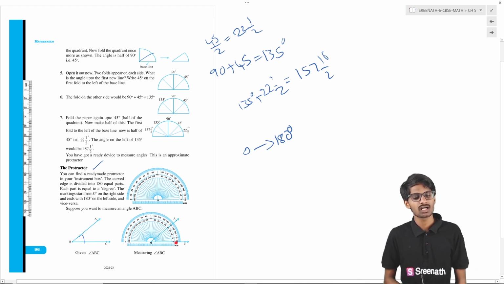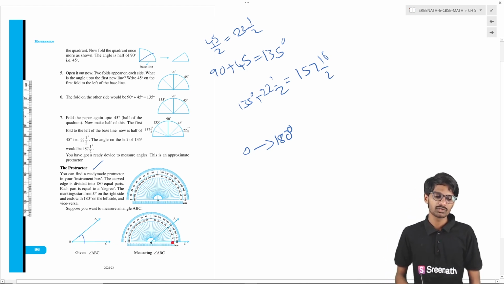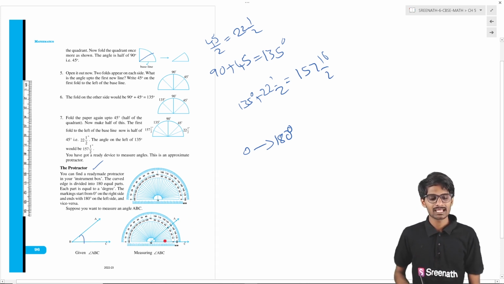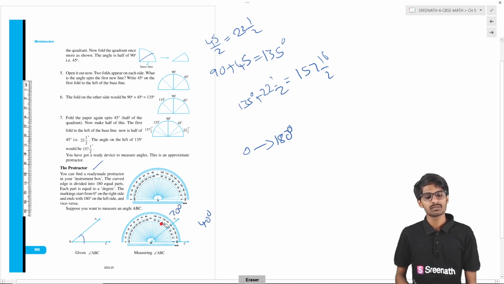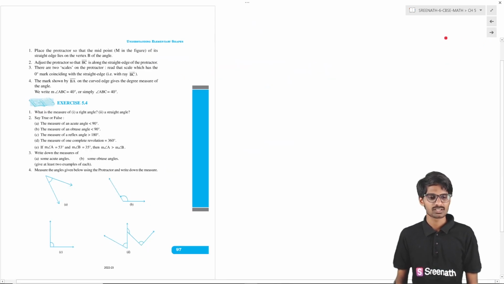You have to coincide this line with the 0 of the protractor, and starting from here you observe the other line, which may be passing through any of the degrees. Here it is passing through the 40 mark, so the angle between these two lines is 40 degrees. Suppose it is going to this, it is having 70, then the angle is 70 degrees. So simply by using the protractor, you can easily measure the angles, students. Okay, students, in this way you can measure the angles.